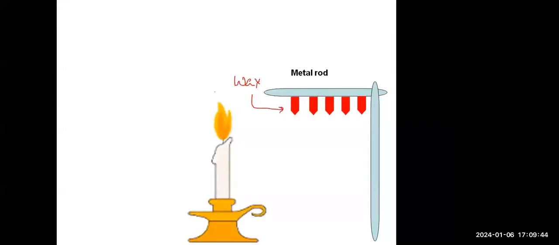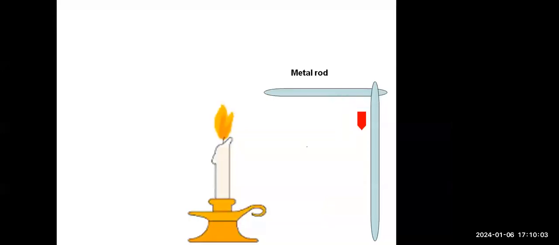The next property you can guess here, like we have a metallic rod here. These are the pins which are stuck to the metallic rod with the help of wax. With the help of wax, all these pins are attached to this metallic rod. Now, if you keep a candle over here, what will happen to these pins? These pins will start falling one by one, starting from this, the first one. And gradually all of them will fall away.